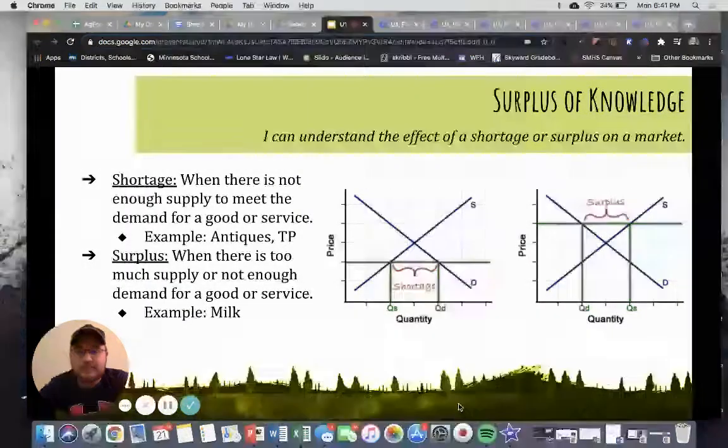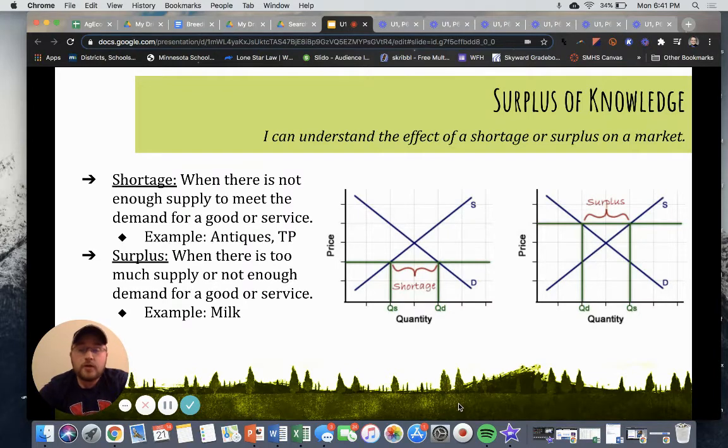We're in the last section of supply and demand intro. So I just briefly wanted to show you what shortages and surplus look like on a supply and demand graph. This is going to be very important to know for your upcoming exam, by the way.